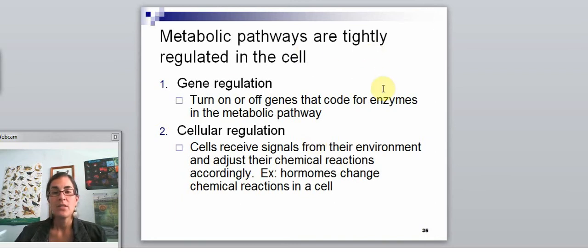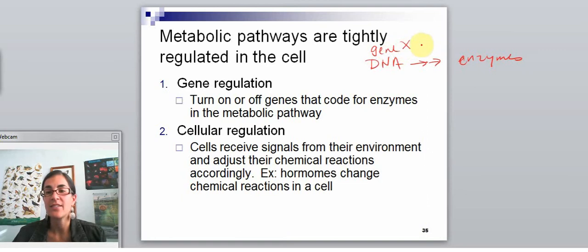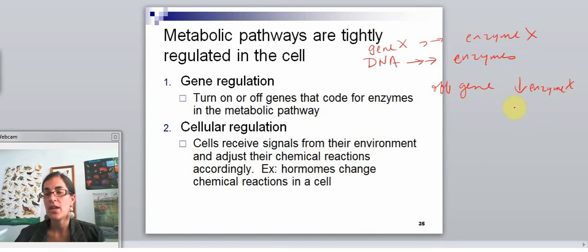Enzymes are proteins, and remember that means the instructions for building those enzymes are in the DNA. So the DNA is going to be read to make enzymes. Within the DNA, there's a specific gene, so maybe gene X, that will be read to make enzyme X. If the cell turns off gene X, that means it can't read gene X, then that will decrease the amount of enzyme X. So what will that do to the chemical reaction? It will slow it down.